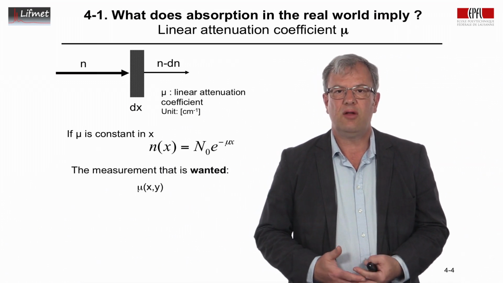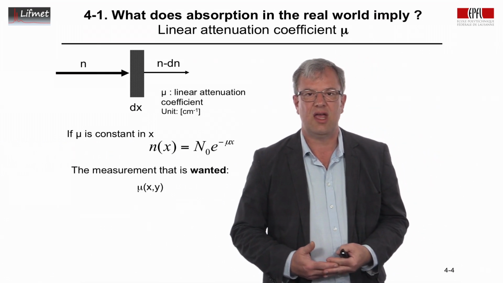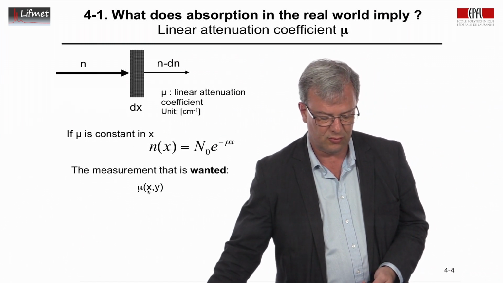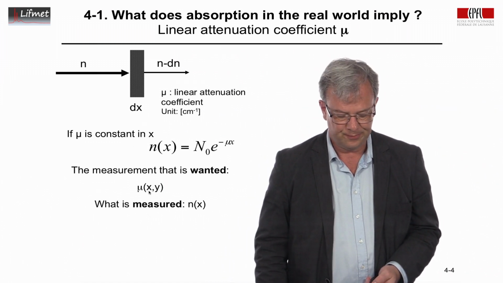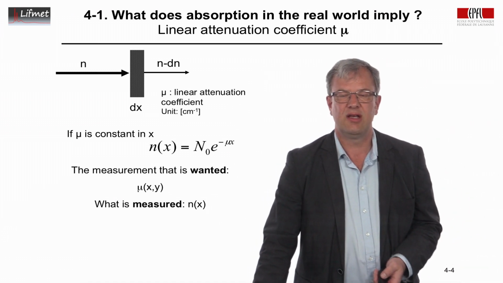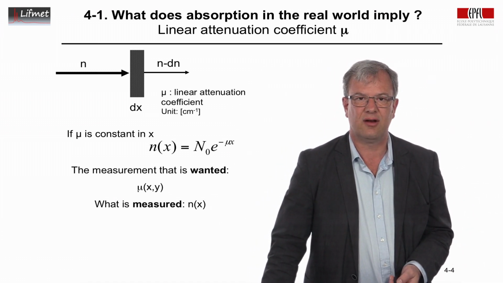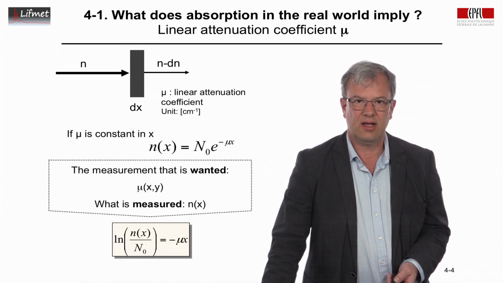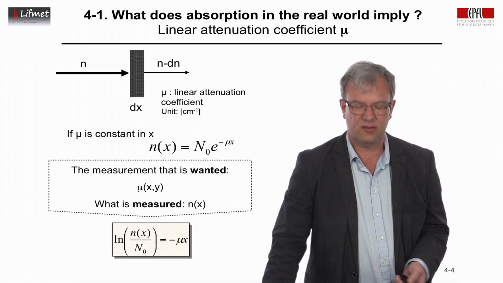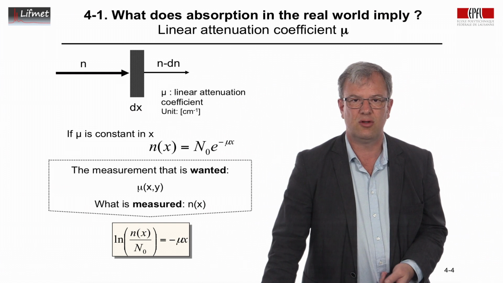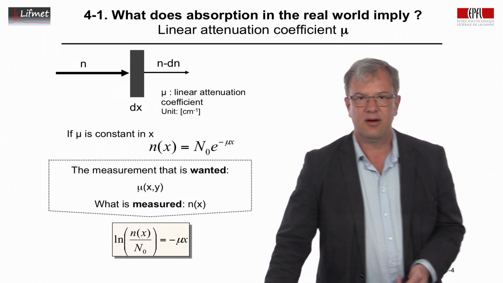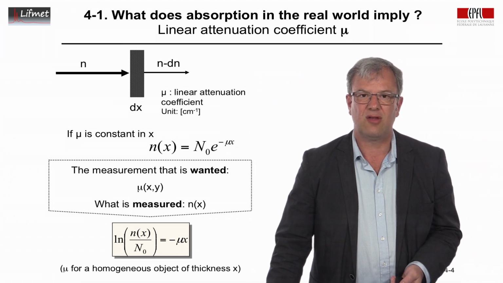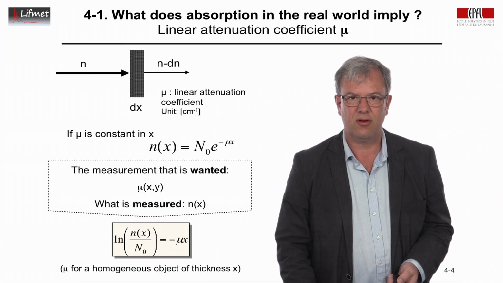The measurement for which we want to reconstruct is a two-dimensional image of the linear attenuation coefficient. So I'll write this here as the function mu of x and y. But what is actually measured is the number of photons that arrive in the detector. So how is the link between those two measurements? Well, it's actually a simple logarithm. The logarithm of the measured photons divided by the photons impacting the layer is equal to minus mu x. And since we know x, in this simple example, we can infer the linear attenuation coefficient.